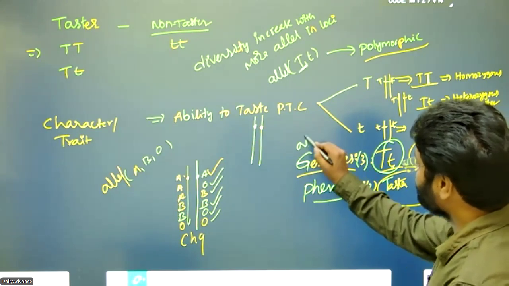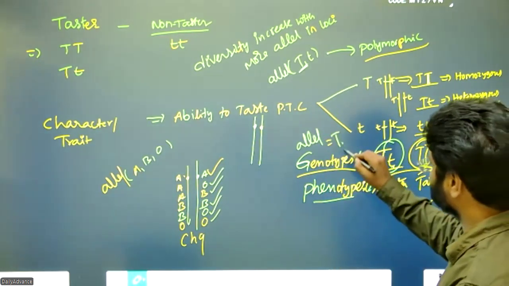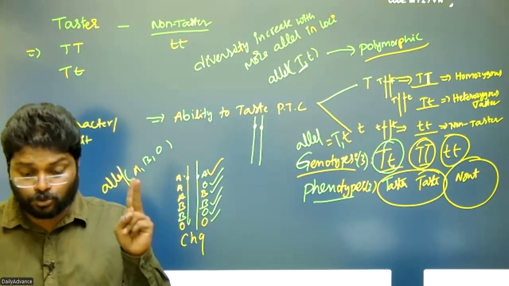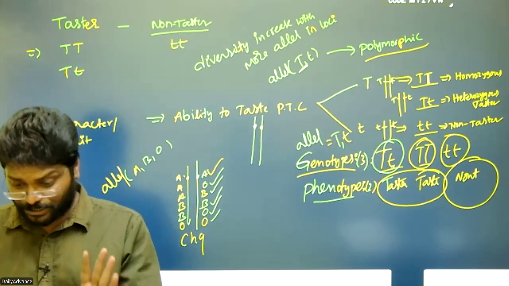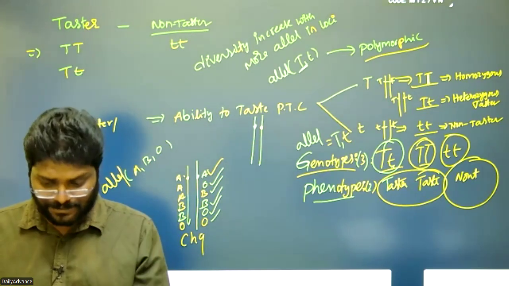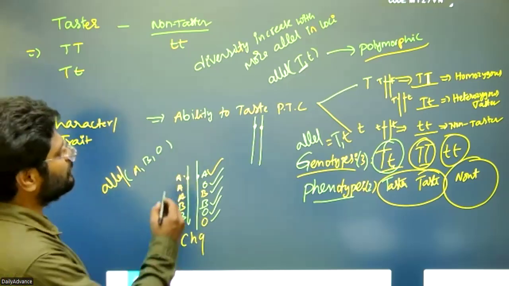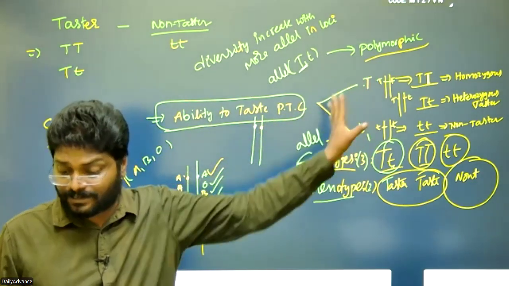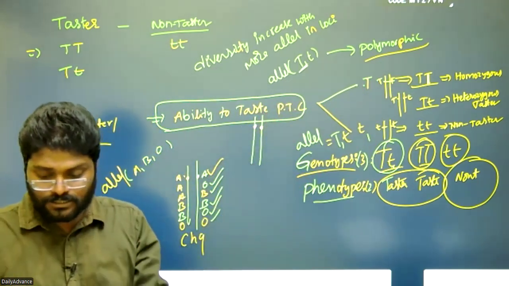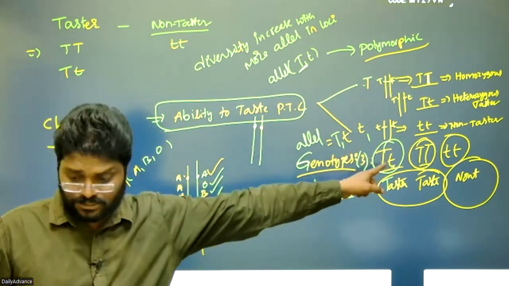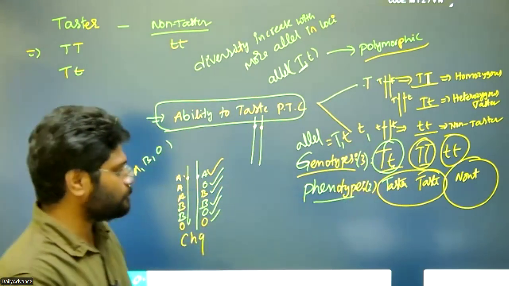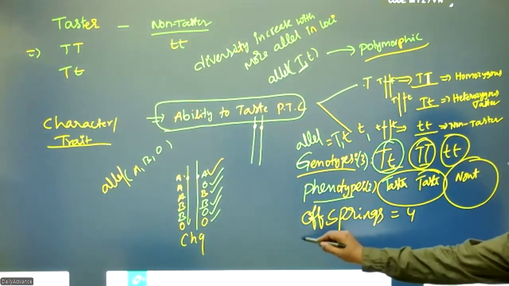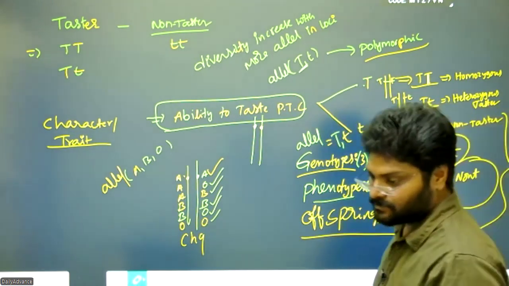Understand? How many alleles are there? Alleles, only two. So when a loci has two alleles, there are three genotypes, two phenotypes, and four offsprings. That is the frequency, because we are looking at a single character with contrasting alleles. Ability to taste PTC is a single character or trait, with contrasting alleles capital T, small t. When a character has two contrasting alleles, genotypes are 3, phenotypes are 2, offsprings are 4. This is the frequency of the single trait.